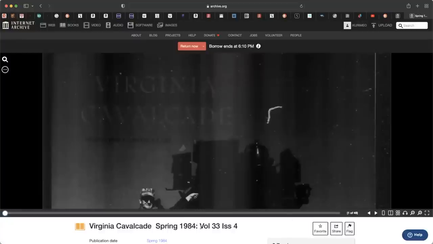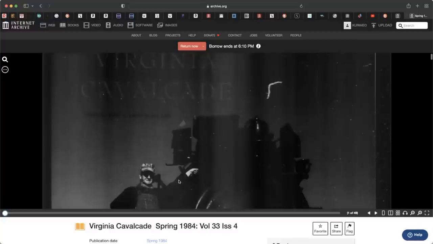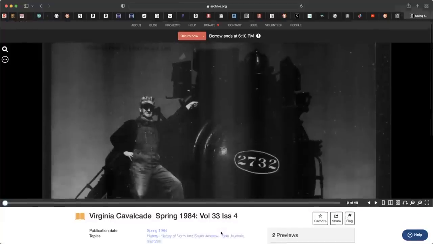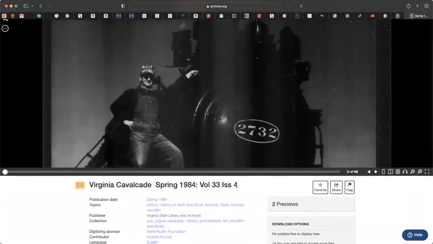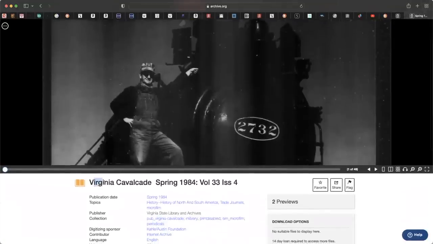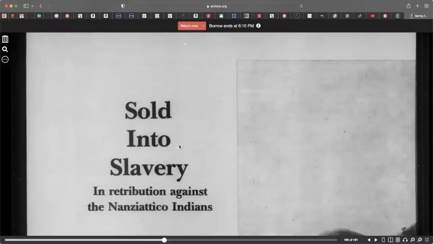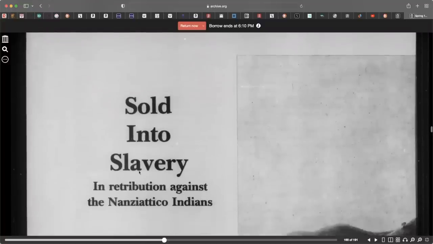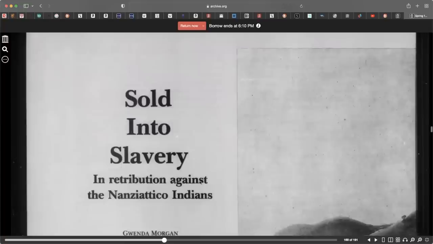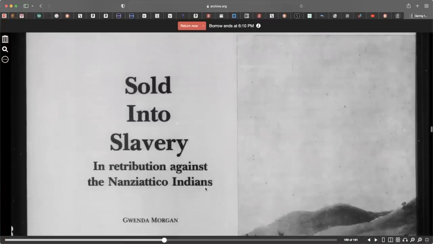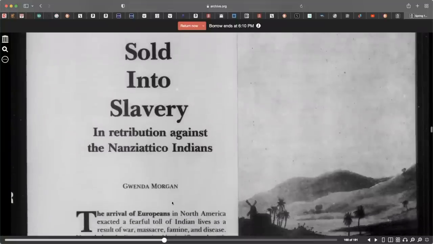It's called the Virginia Cavalcade. This is volume 33, from spring of 1984, issue 4, if you guys want to look for it. All right, so I go to page 168 of this book, and this chapter is called Sold into Slavery, Retribution Against the Nanziattico Indians by Gwenda Morgan.